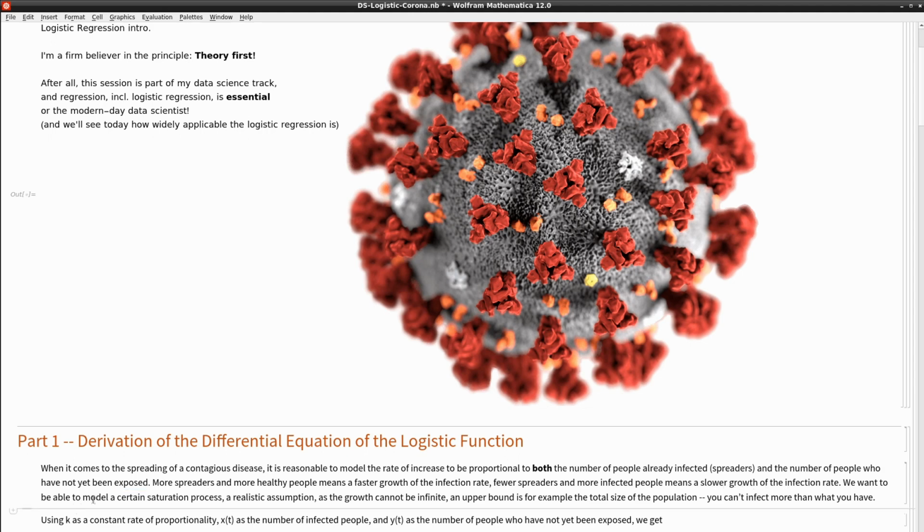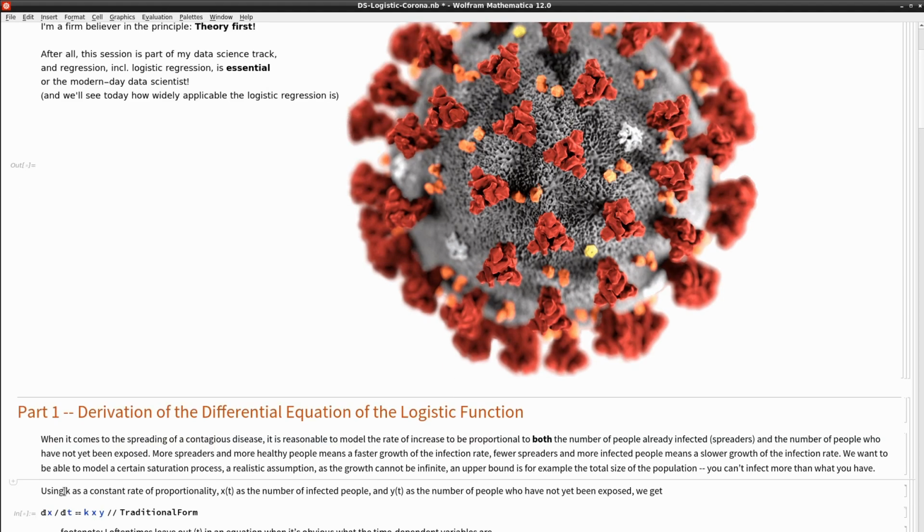And we want to be able to model a certain saturation process, which is a realistic assumption because the growth cannot be infinite. An upper bound is, for example, the total size of the population. You can't infect more than what you have, or you can't eat more food than there is available. You are getting into certain saturation processes.